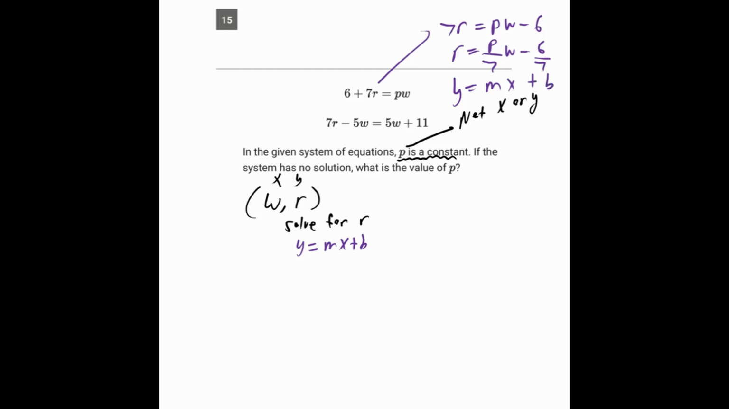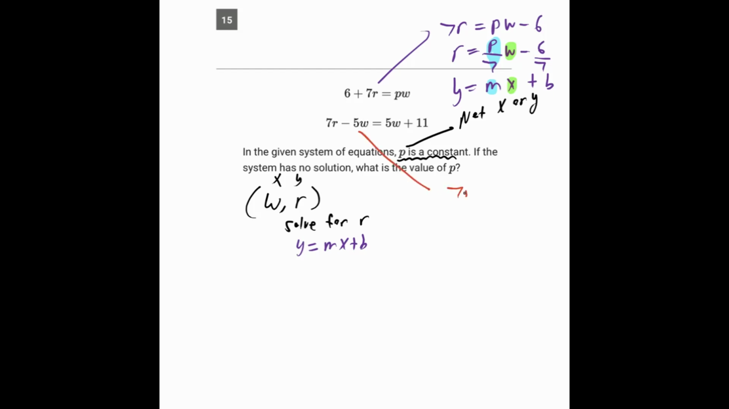So the thing that goes into this spot right here has to be the x. And we want to know what's in front of the x because that'll tell us what's our slope. So we have one of the equations in y equals mx plus b: r equals p over 7, w minus 6 over 7. Now, the other one is a tiny bit more work.